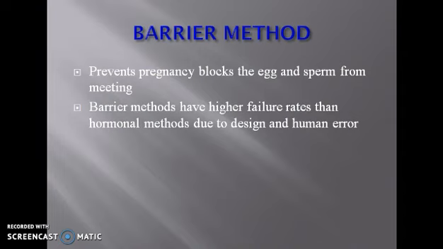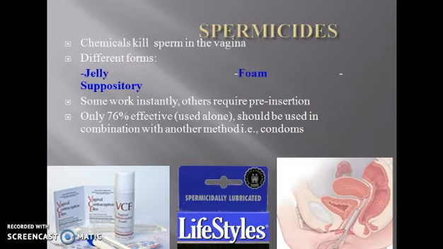Barrier methods have higher failure rates than hormonal methods due to design and human error. That means they have low effectiveness compared to hormonal methods. The reason is because of human error and because of the methods we use to insert the method. So let's look at the spermicide. We take them one after the other, so we're able to look at how each functions.